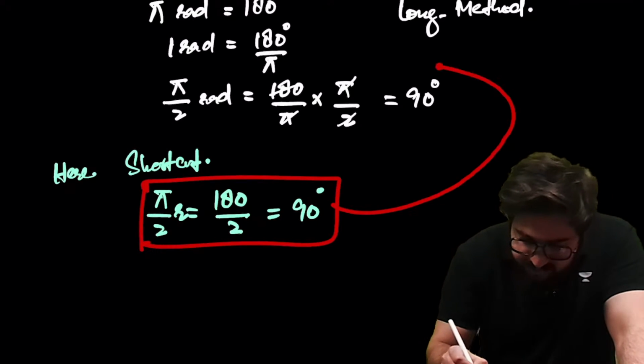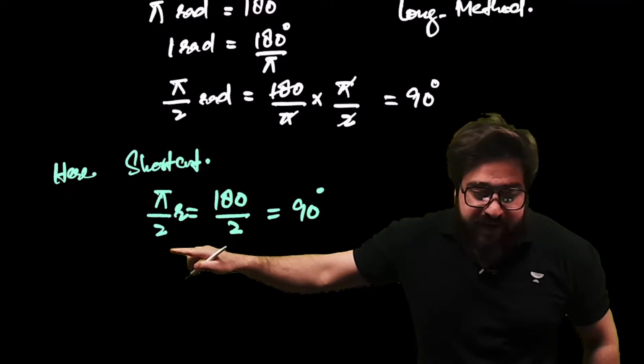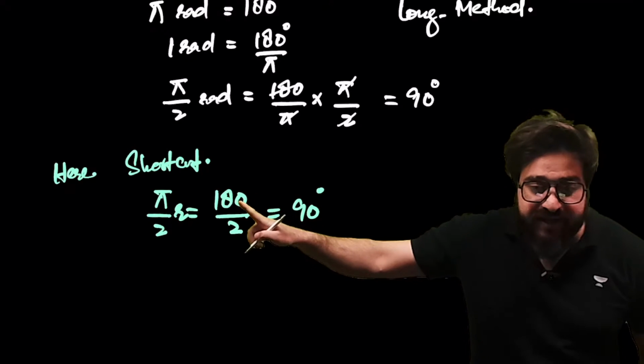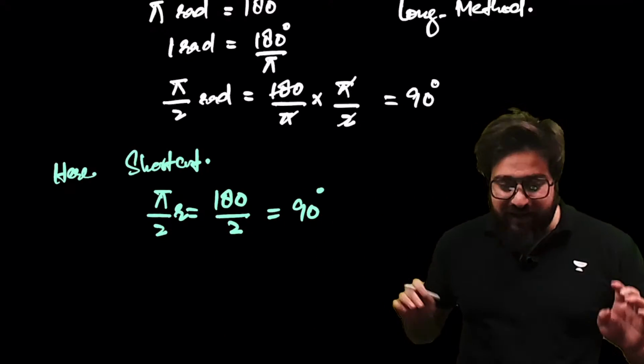One step, and see how many steps are over here. What is the trick? If you have pi by 2, instead of pi, write 180, because we know pi is 180, divided by 2, and that will come out to be 90.